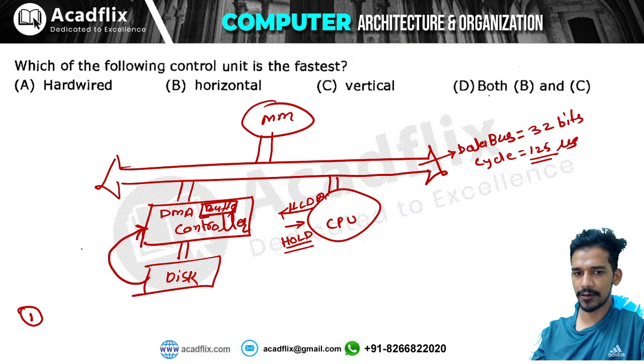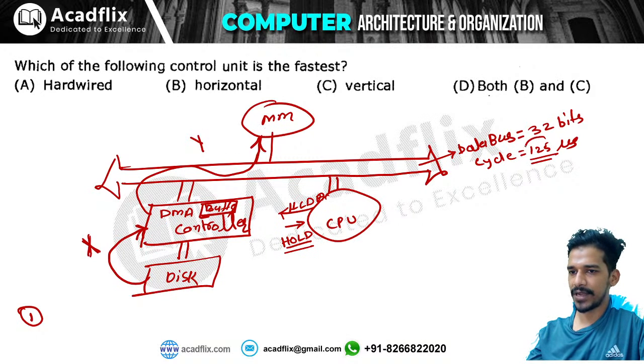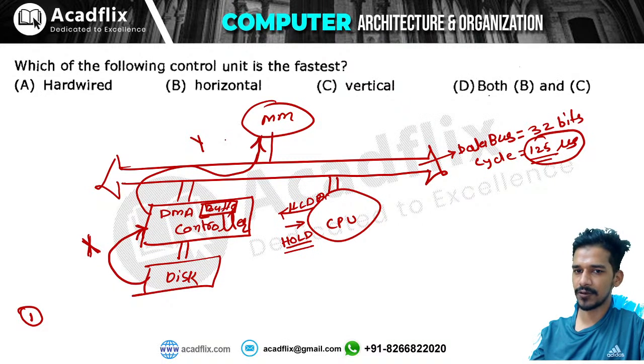Let's call this time x. Then once you have the data in the DMA controller, you will transfer this data from the DMA controller to main memory through the system bus, and let us say this time taken is y. So you have to find out the time x and the time y. Actually time y is already given, that is 125 microseconds. That means it will take 125 microseconds to transfer the 4 bytes from DMA to main memory.